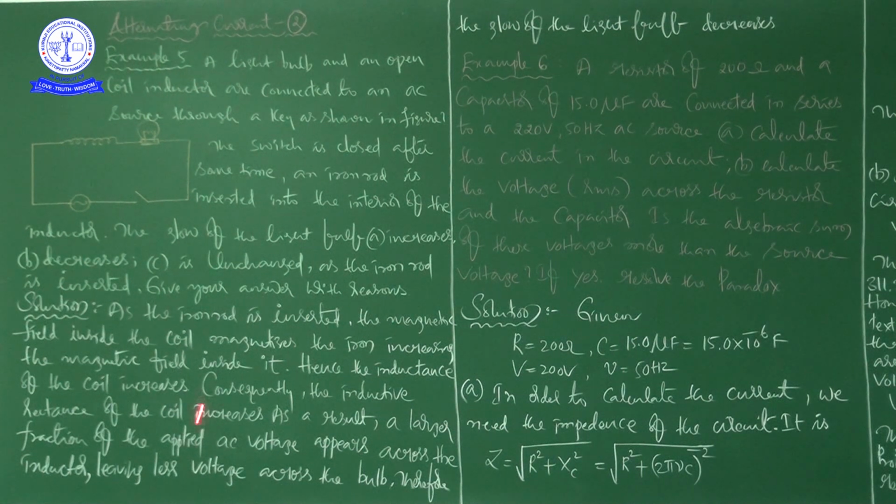As the iron rod is inserted, the magnetic field inside the coil magnetizes the iron, increasing the magnetic field inside it. Hence, the inductance of the coil increases. Consequently, the inductive reactance of the coil increases.